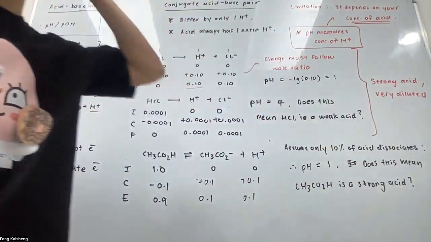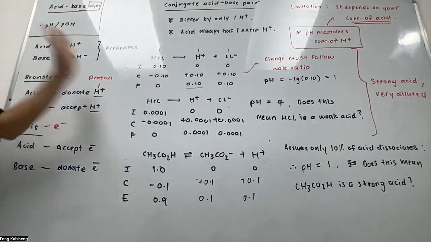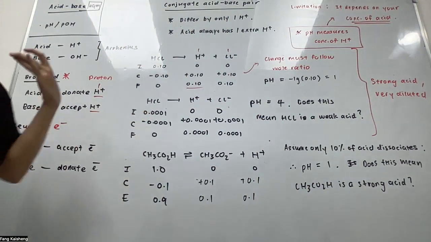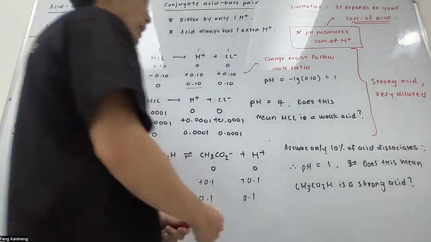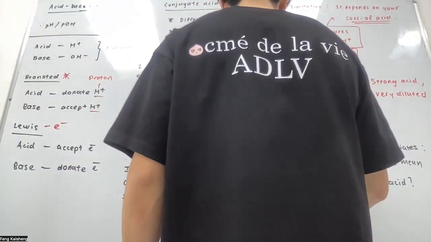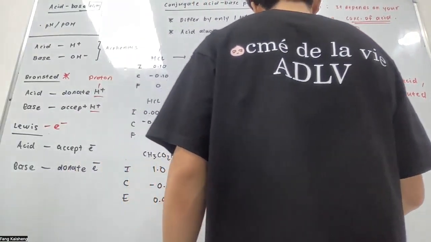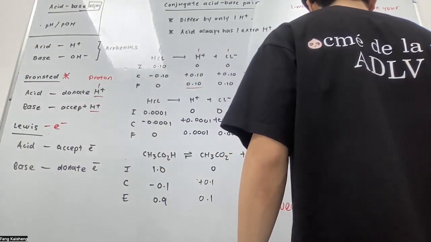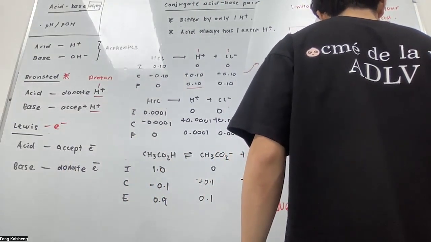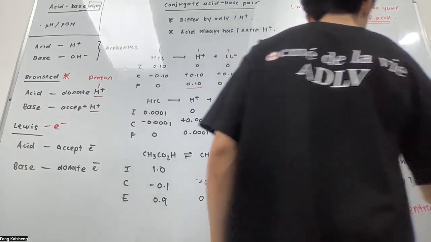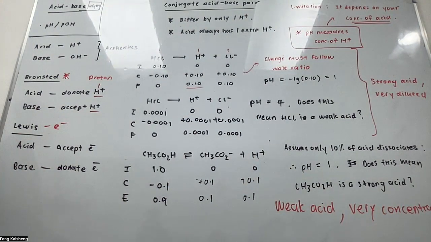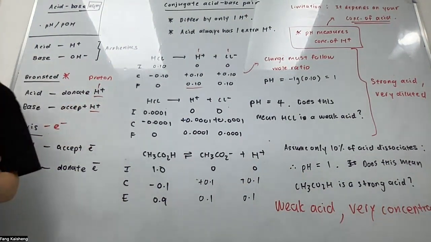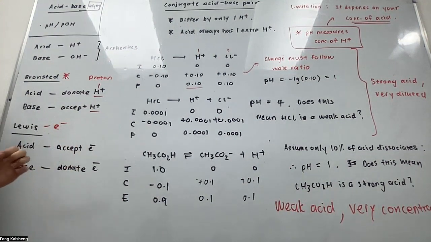It doesn't matter whether it's weak or strong. I can put any concentration to get any value of pH. That's already a flawed system. Again, this is a scenario where I have a weak acid that is very concentrated. Just these two scenarios alone already invalidate pH as an indicator for strength. You see that?